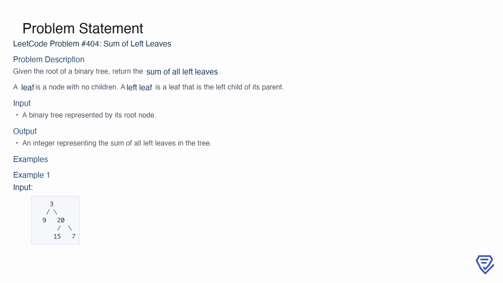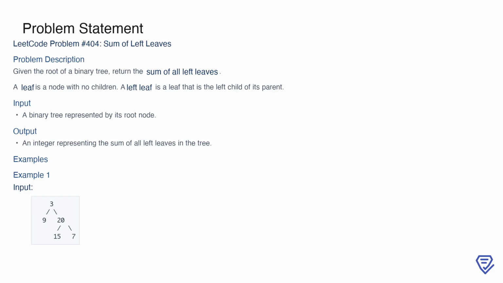In this problem, we are asked to calculate the sum of all left leaves in a binary tree. Now, let's break this down. A leaf is a node in the tree that does not have any children, meaning it is at the very end of a branch. A left leaf, specifically, is a leaf node that is the left child of its parent. The input to the problem is the root node of the binary tree, and the output we need to produce is an integer representing the sum of the values of all these left leaves.